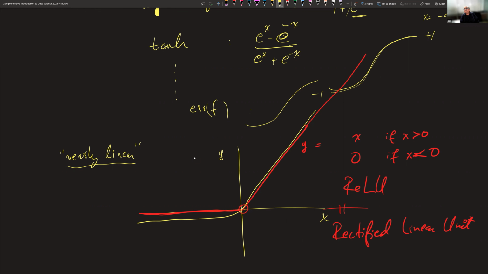Bend it, have a smooth bend here, right? So that is leaky ReLU, yeah, ReLU. And then there is more, there is CLU, and there is more and more. And I invite you to discover all the activation functions.